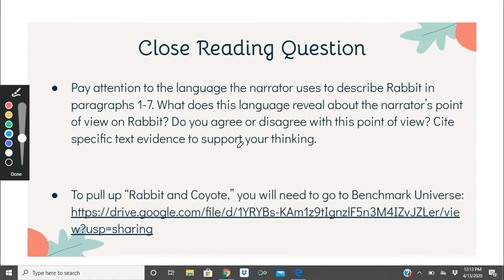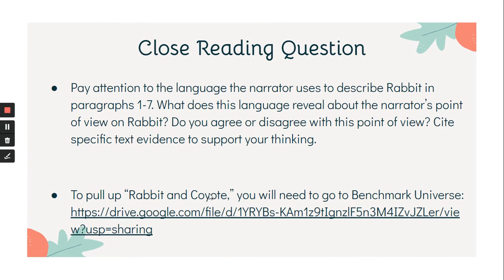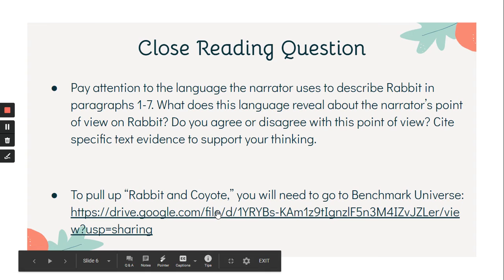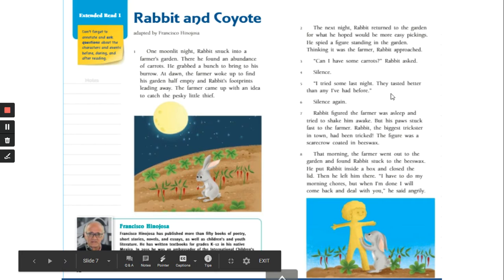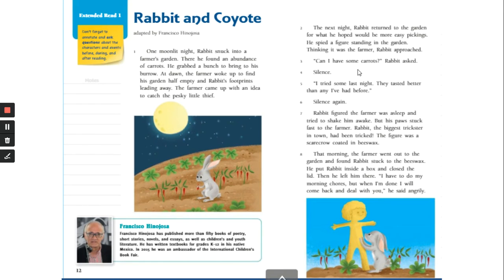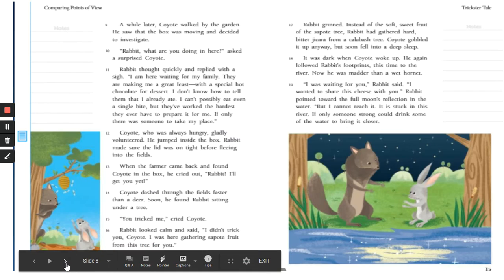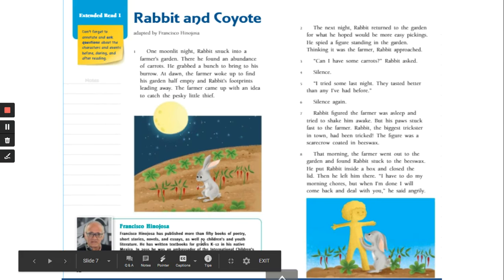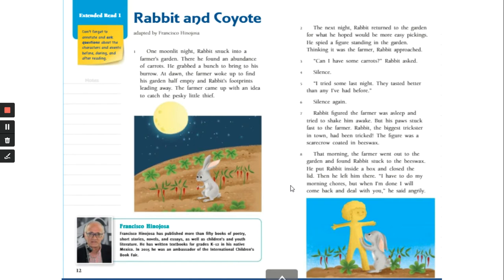Okay, so right now I would like you to go back and reread those paragraphs 1 through 7 on Rabbit and Coyote. Now, if you want to pull up your text for close reading, you can follow these instructions here. Or if you would rather just read paragraphs 1 through 7 on this page, I also have the rest of the text if you need it. Feel free to do that. But if this is a little blurry for you, I can only do it so much. Pull up that benchmark book and just read those couple paragraphs.